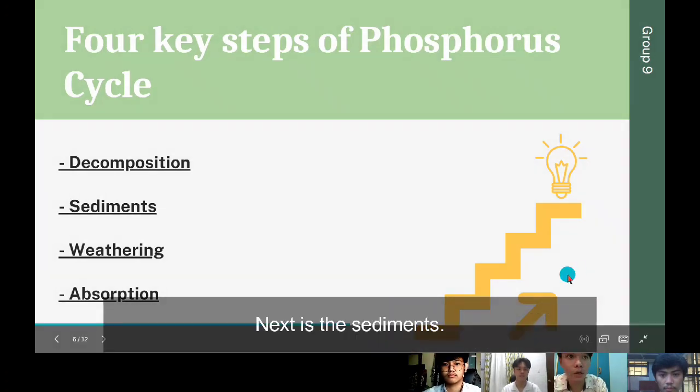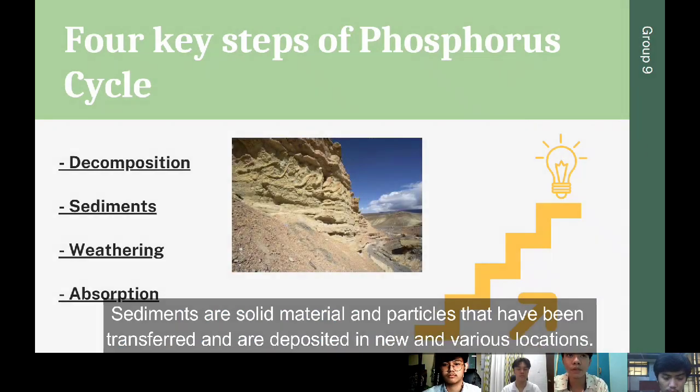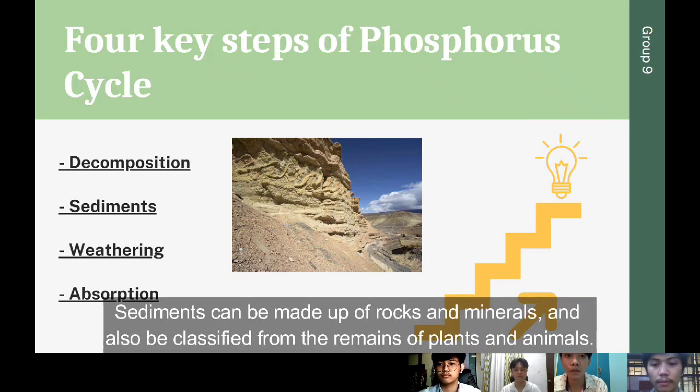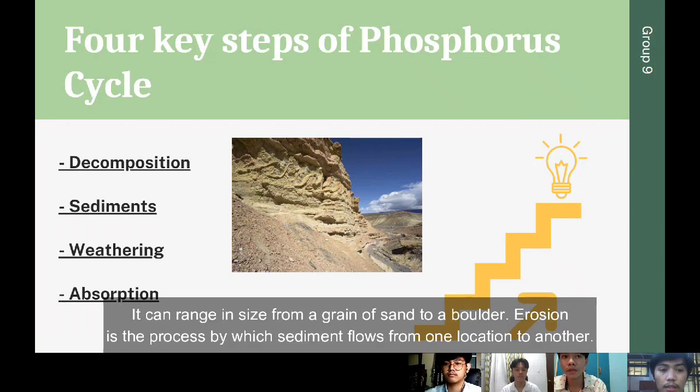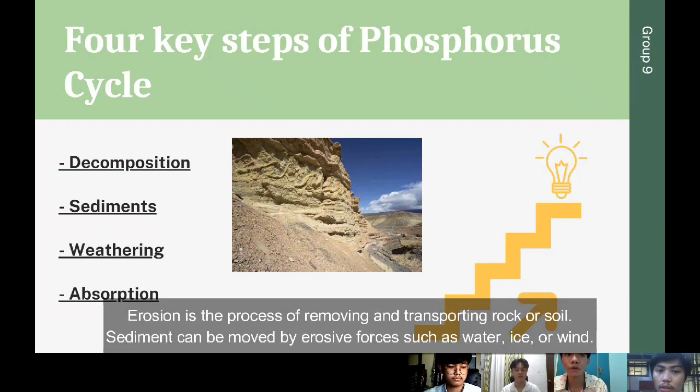Next is the sediments. Sediments are solid materials and particles that have been transferred and are deposited in new and various locations. Sediments can be made up of rocks and minerals and can also be classified from the remains of plants and animals. They can range in size from a grain of sand to a boulder. Erosion is the process by which sediment flows from one location to another. Erosion is the process of removing and transporting rock or soil.